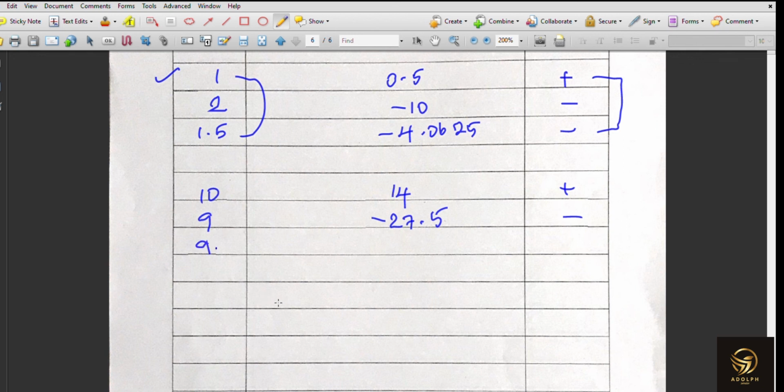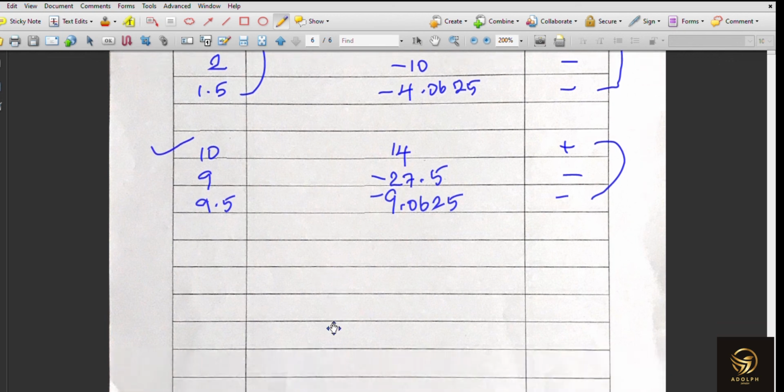So let me check. Yes, we are going to the conclusion. When I try 9.5, I'm getting -9.0625. Yes, it is negative. The root is in between 9.5 and 10. So the whole number is 10. So 10 is the answer.